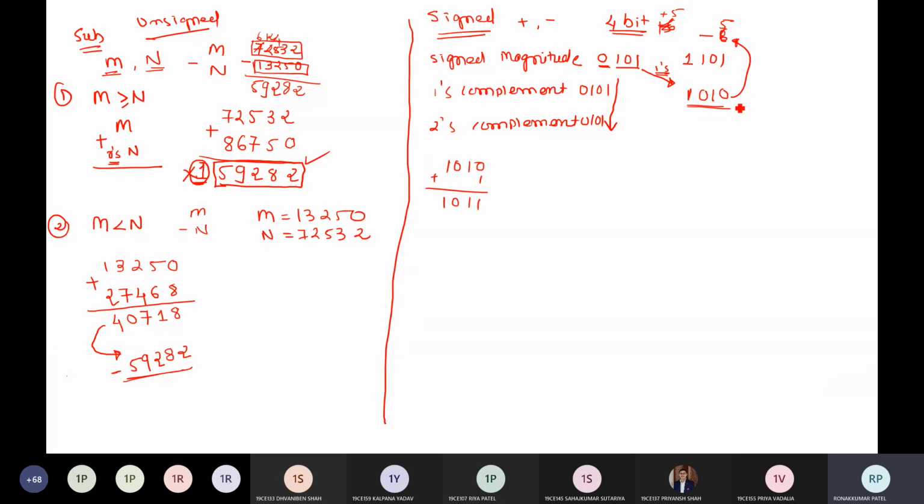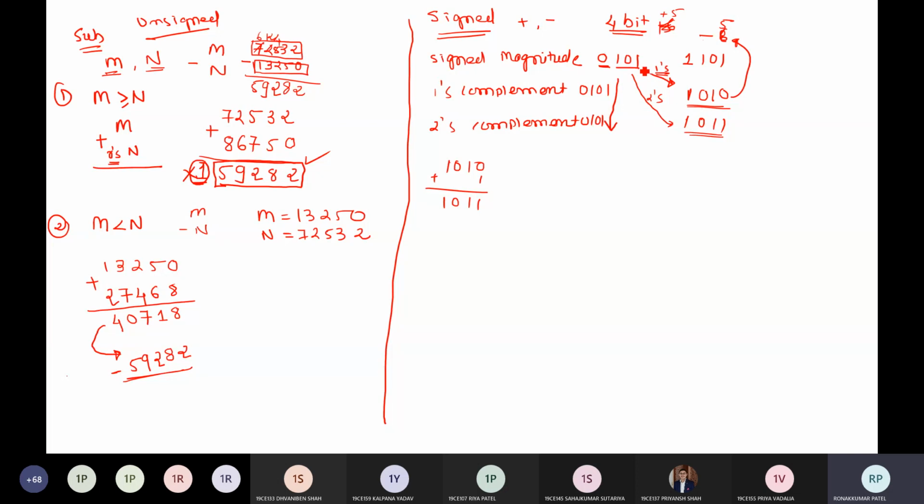So 1010. Now we want to represent in 2's complement, so just add 1 into this. So that is 1011. Okay, 1011. Or you can directly take 2's complement of this.